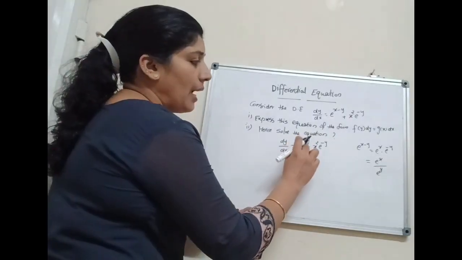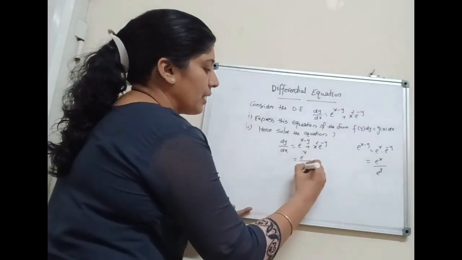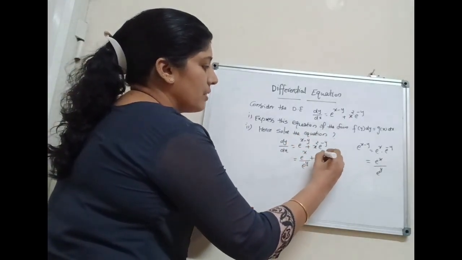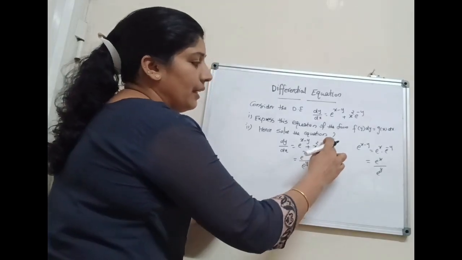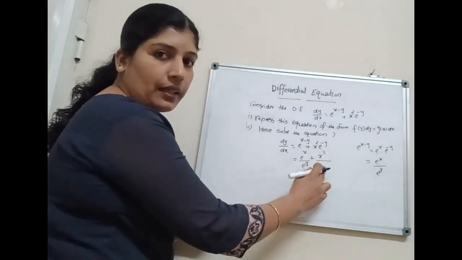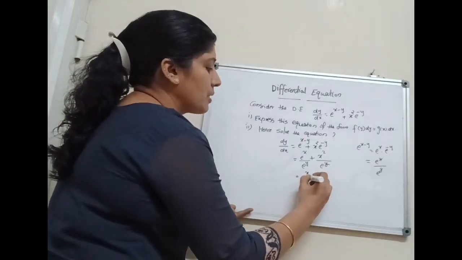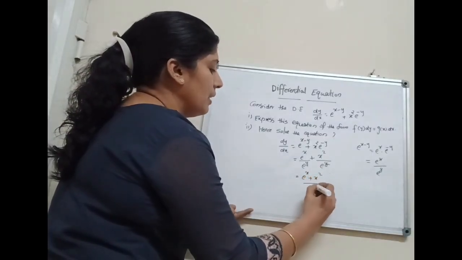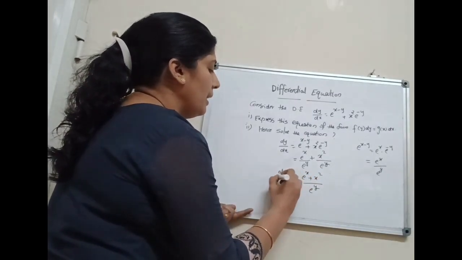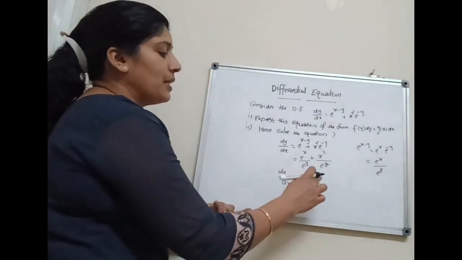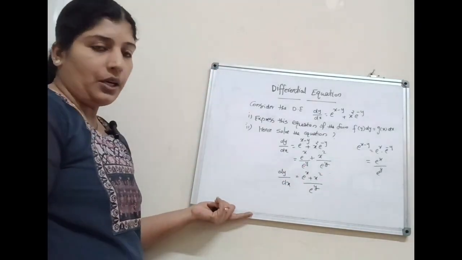Therefore, e raised to x minus y can be written as e raised to x by e raised to y, plus x square by e raised to minus y. It can be written as 1 by e raised to y, that is x square by e raised to y. That is equal to e raised to x plus x square divided by e raised to y. That is, dy by dx equals e raised to x plus x square divided by e raised to y.